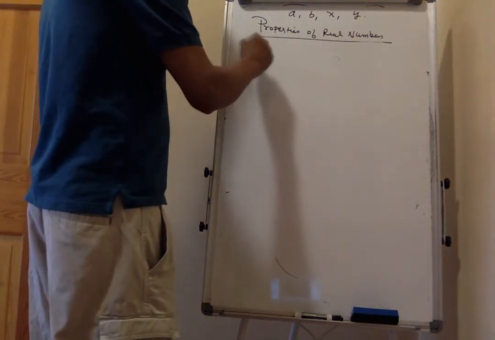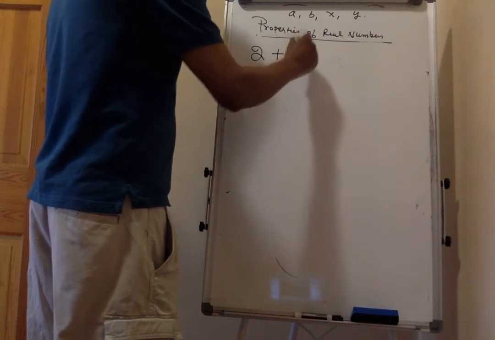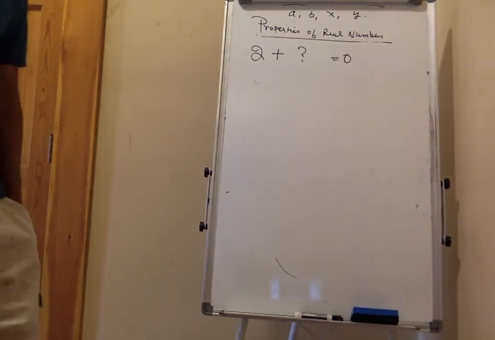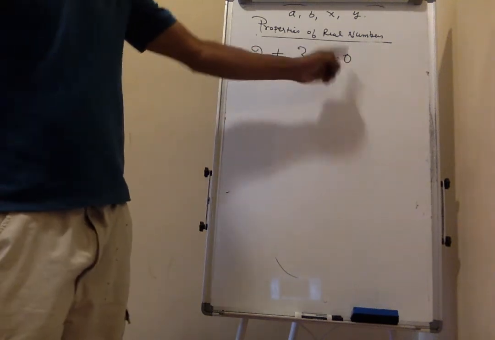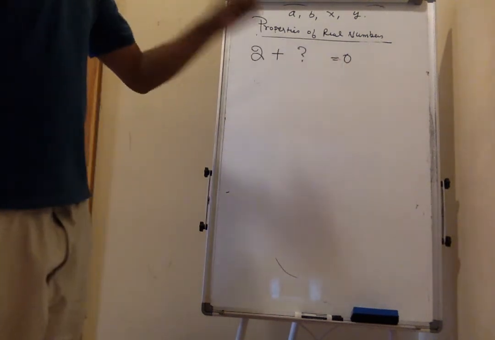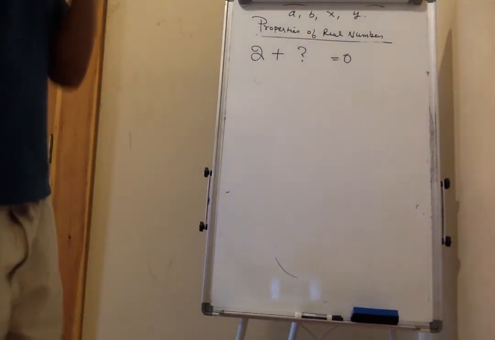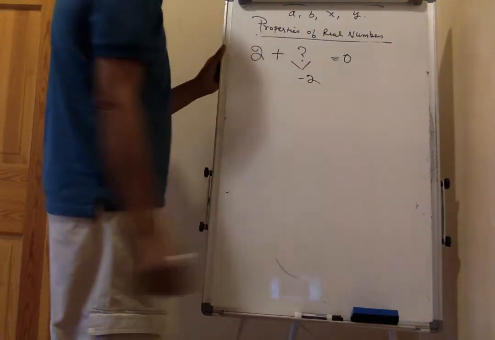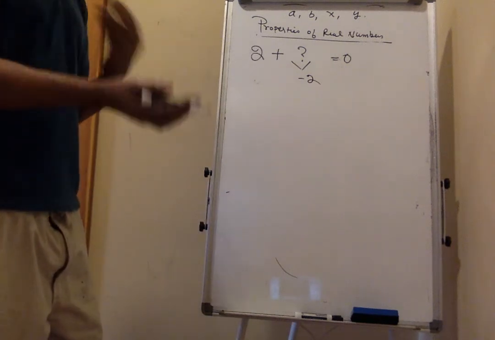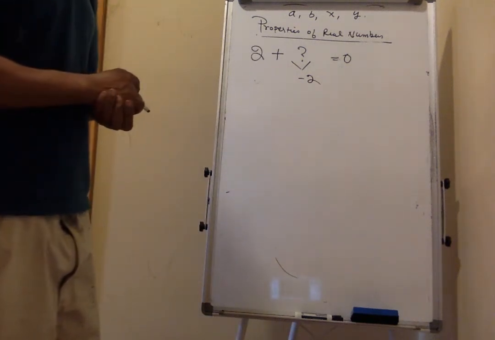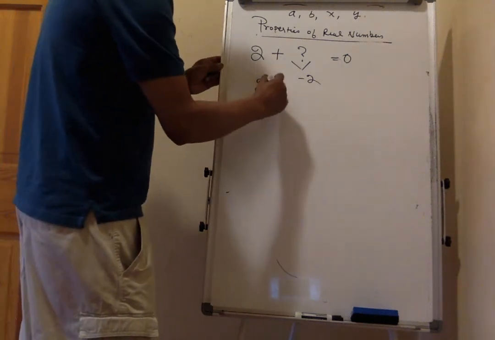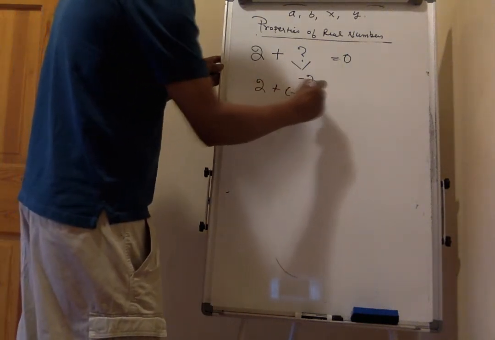So, what should I add to 2 in order to get 0? You ask yourself. This is my additive identity. And of course, if you look, then it's going to be minus 2. Meaning what? You have to subtract 2 from 2 in order to get a 0. So 2 plus minus 2 is equal to 0.